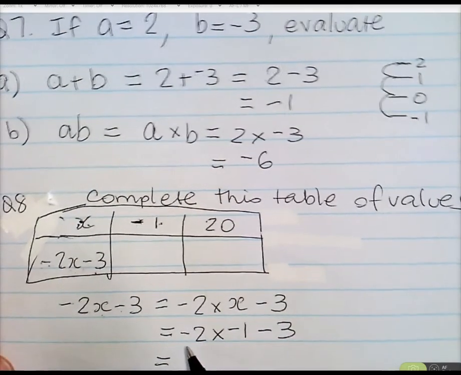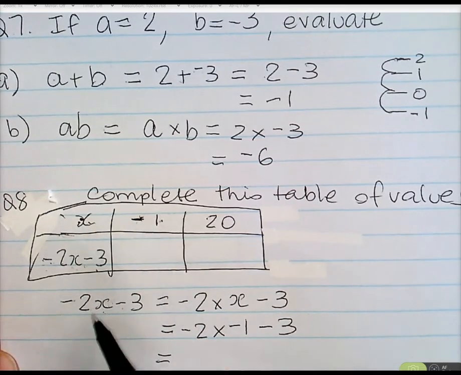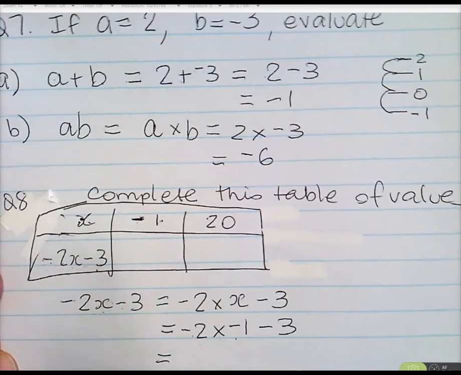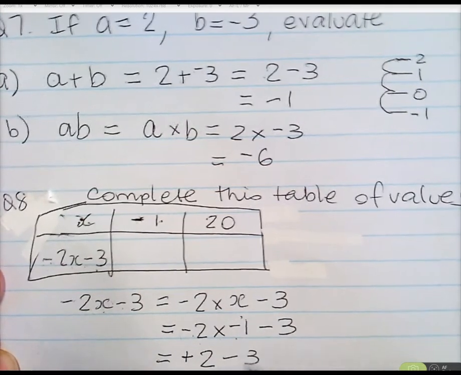So girls, what happens here when I see this x, I have to put that negative 1 in. It means negative 2 times negative 1. Girls, what's negative 2 times negative 1? What's a negative times a negative? So it's positive 2. So all of that is positive 2, take away 3.